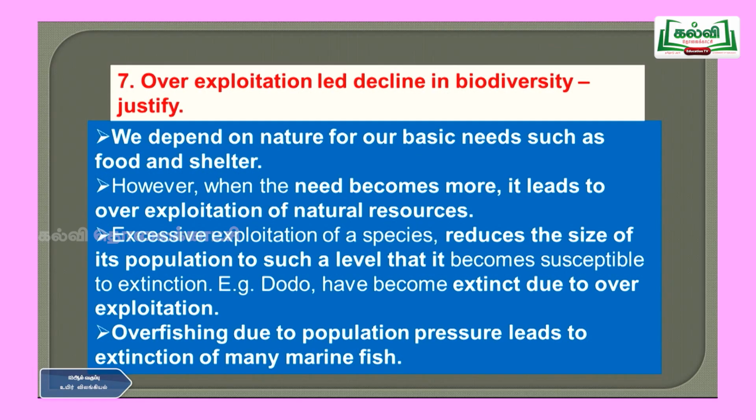An example is the dodo bird, which became extinct due to overexploitation, and overfishing due to population pressure leads to the extinction of marine fishes. Now we don't see many types of fishes in the sea because people fish for commercial purposes. They are not allowing even the fishes to spawn. Before they spawn, they are caught and sold in the market. That is the reason for overexploitation, and this leads to the decline of biodiversity.